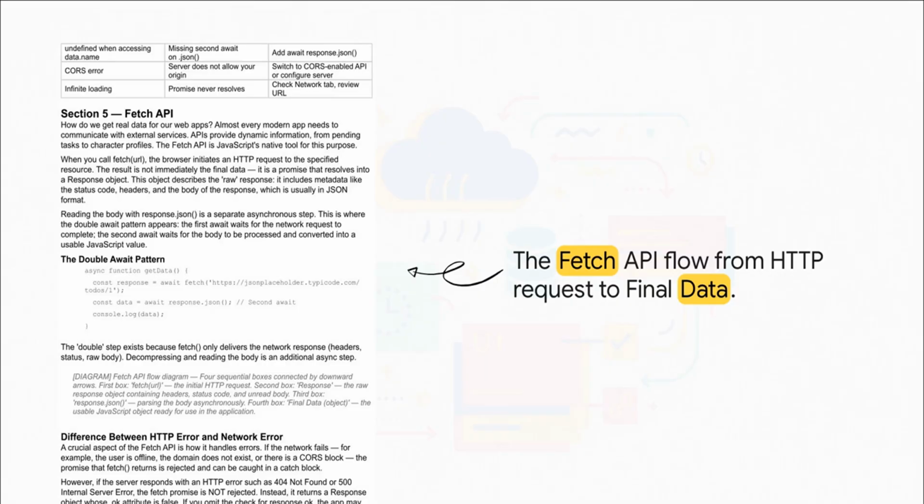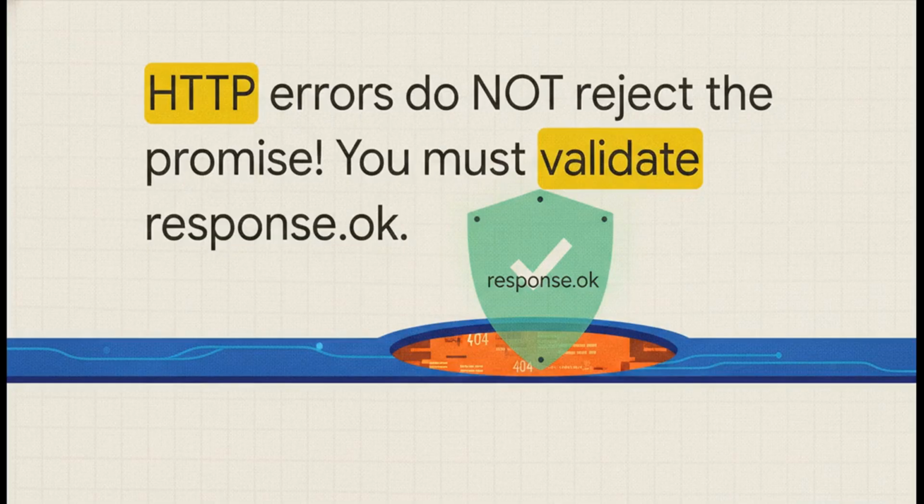No way around it. And that brings us to what is easily the biggest silent trap in modern JavaScript, the Fetch API gotcha. If a server responds with a 404 not found or a 500 server error, Fetch does not reject the promise. Let that sink in. Your catch block will completely ignore it, and your app will just pretend everything was a massive success. You have to explicitly and manually validate response.ok before you ever try to parse that data.